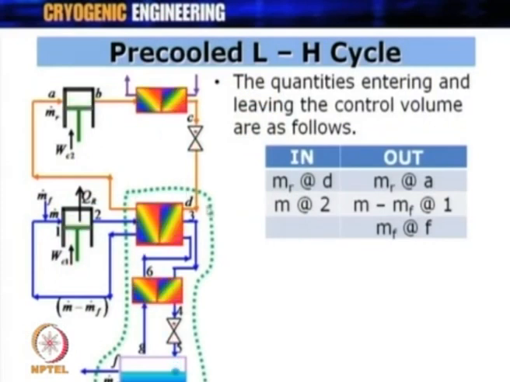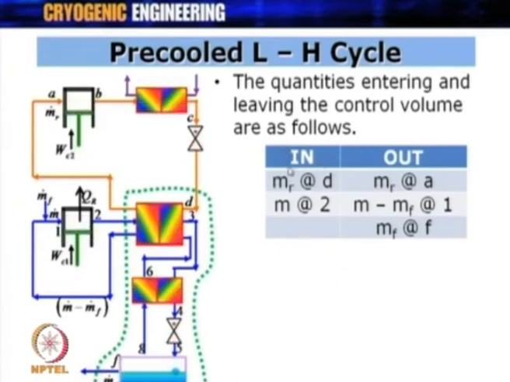So, what is entering this control volume is m dot r at point D. This is a flow rate to the system, which is m dot r, the refrigerant flow rate, and it is entering at this point D, and also what is entering is m dot at point 2. So, these are the two quantities which are entering the control volume. All other quantities are leaving the control volume. What are they? m dot r, which is leaving at point A. Similarly, m dot minus m dot f leaving at point 1 and m dot f at point f.